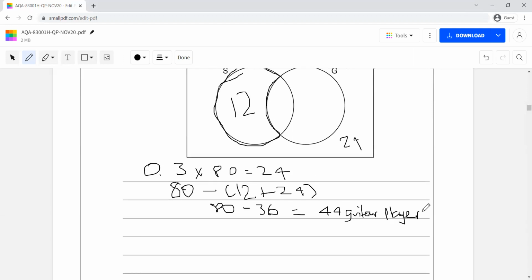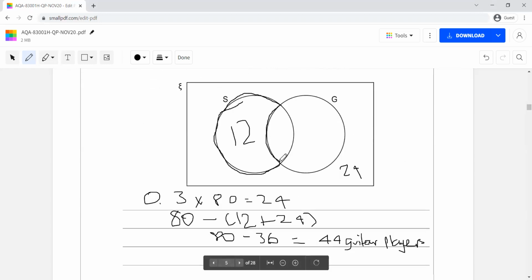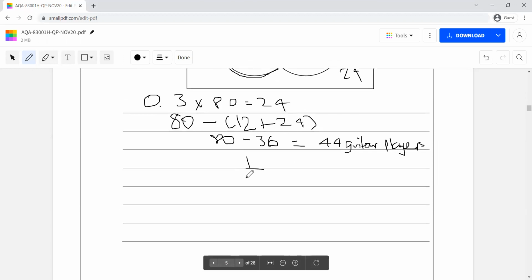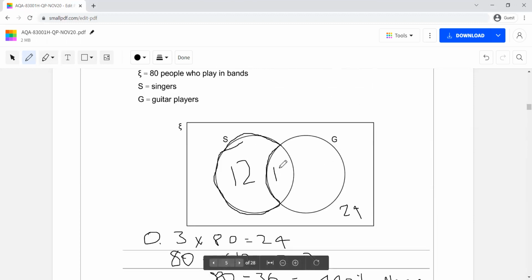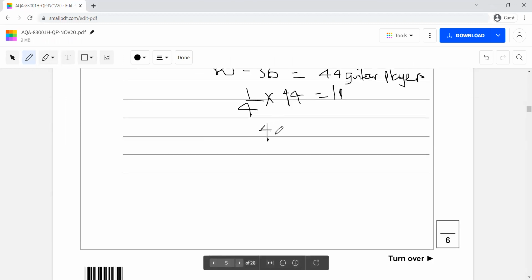Now, there are 44 guitar players. We know that a quarter of them are also singers. So a quarter of 44 is 11. So we can put in 11 over here. And therefore this must be 33 because 44 minus 11 is 33.